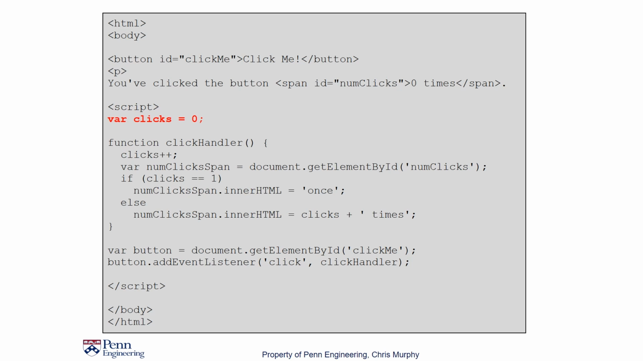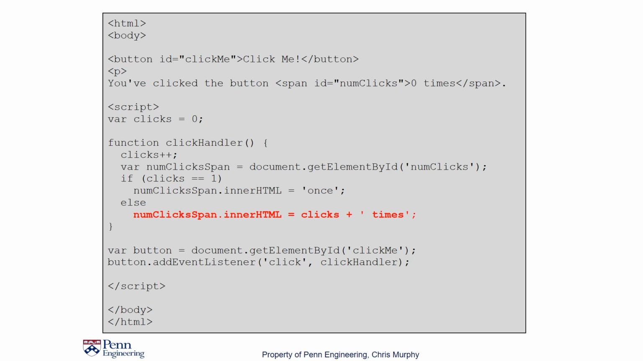I have a variable called clicks, which I initialize to 0, and then I define a function called clickHandler. ClickHandler will increment clicks, and then on the next line, it will get this element by its ID, which is this span here, using the document object. Now I have a variable called numClickSpan that represents this HTML element here. If clicks equals 1, that is, that's the first time they've clicked on it, then I'll set the inner HTML of the numClickSpan object to the string once. That's how I got it to say you've clicked the button once.